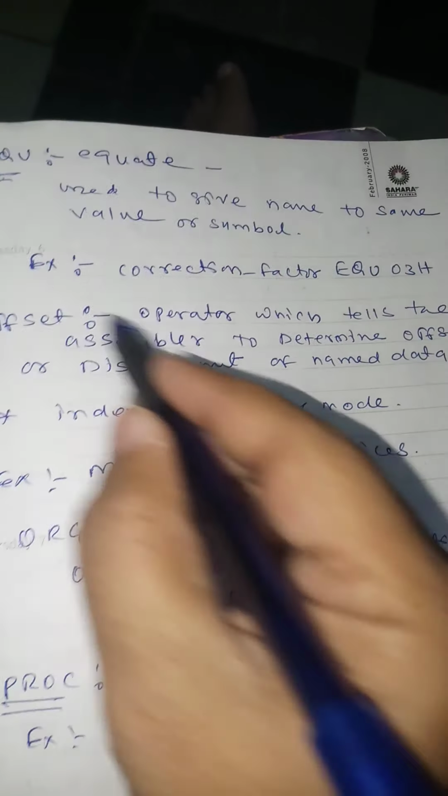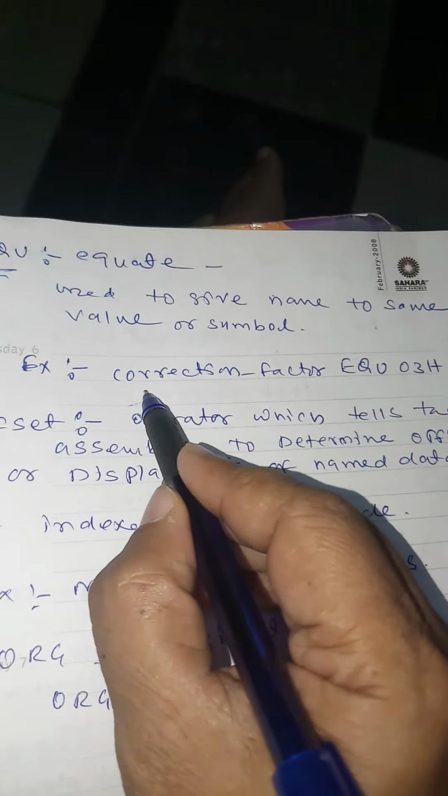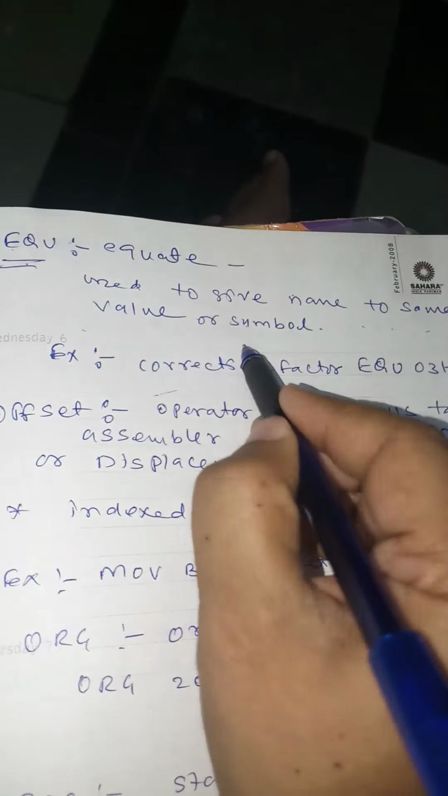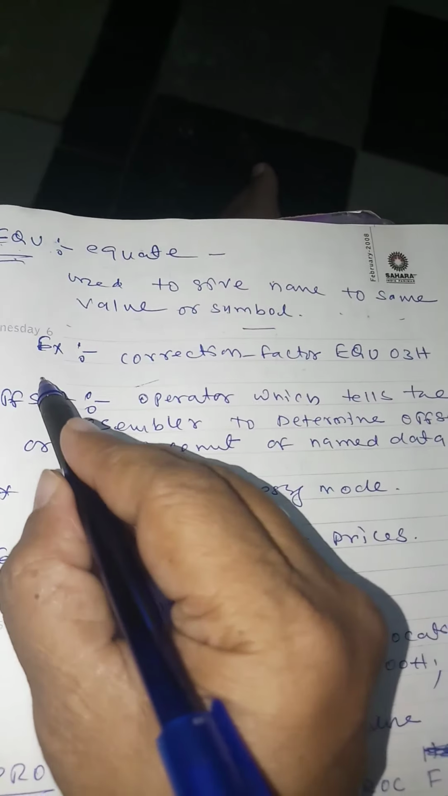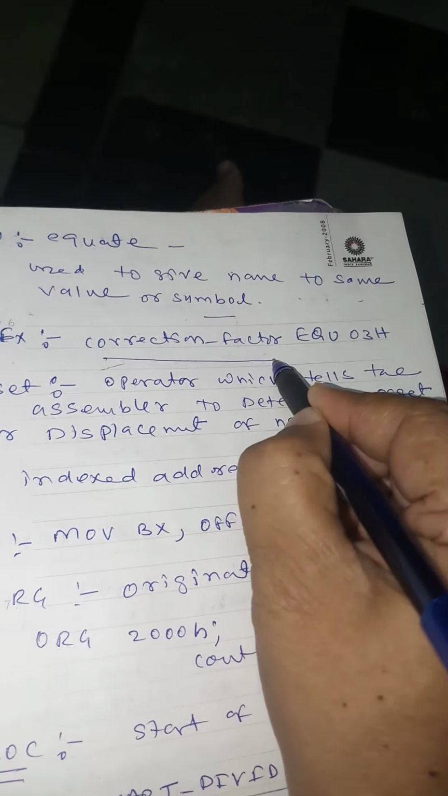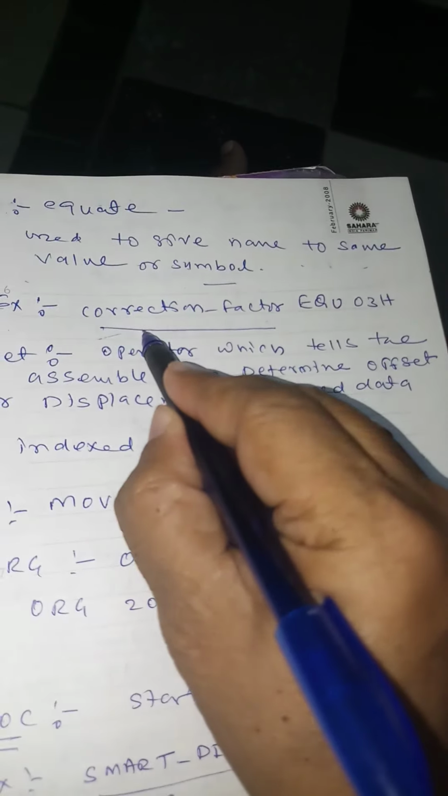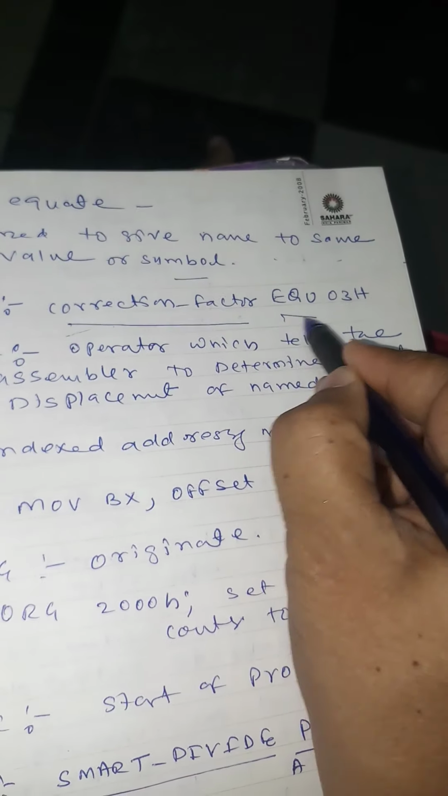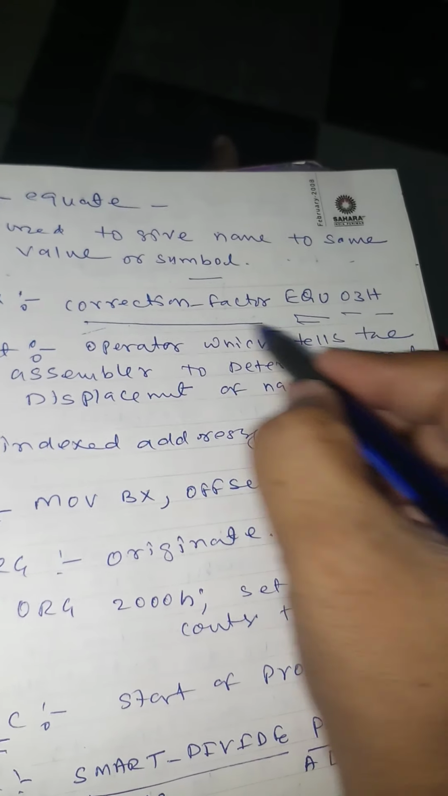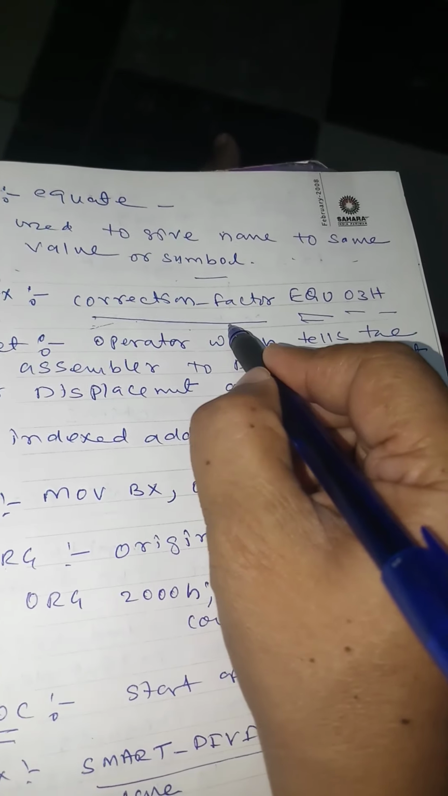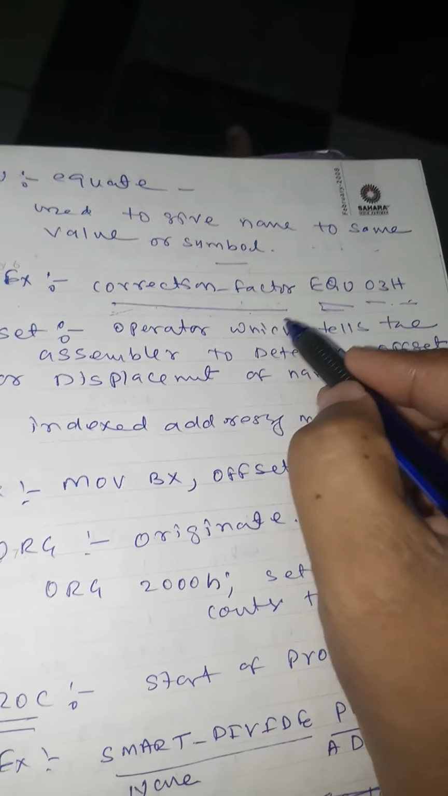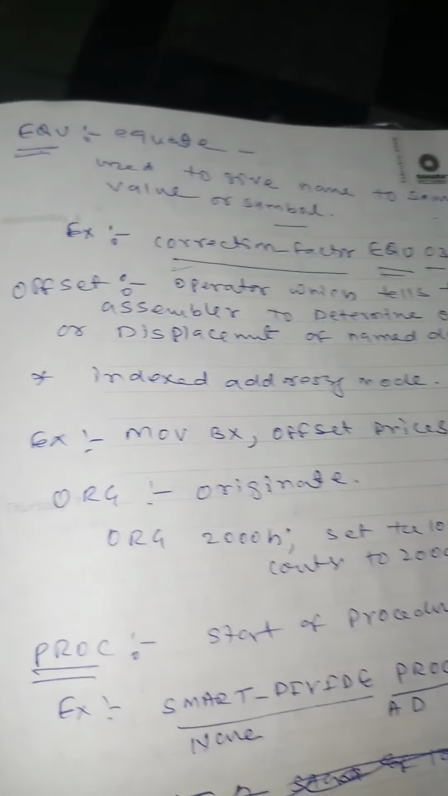So let us see how to initialize the equate. It is used to give a name to some value or symbol. The example is a correction factor. You can give any variable name. This is the variable name, EQU is the directive, and 03H is the value. So in code, whenever you write this correction factor, it will be replaced by 03H. That is one example, called equate.